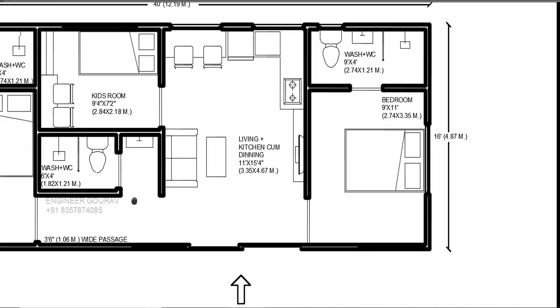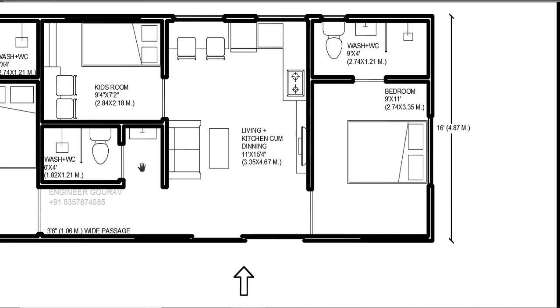And on the left side we have common use washroom plus water closet. You can see here the wash basin, water closet and the shower area, and we have 3 feet 6 inches, in meter 1.06 meter, wide passage here.